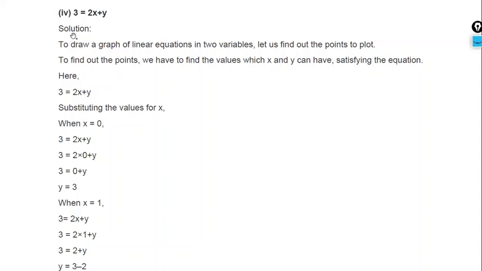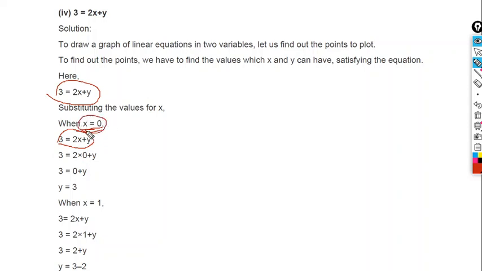We will put the value of x. It is a very common thing that you take x as 0 first, so that you can find the value of y with x equal to 0. Then you can take any other value of x. So let's start. We will take x equal to 0. The equation is 3 equal to 2x plus y. Now 3 equal to 2 into 0, because we have assumed that x equal to 0.